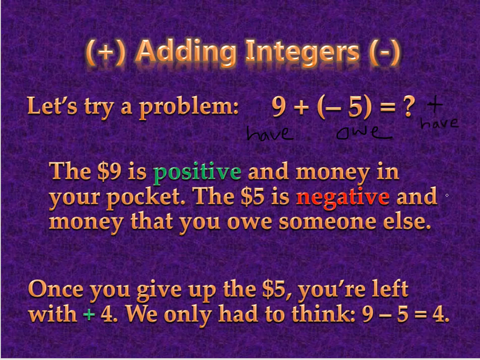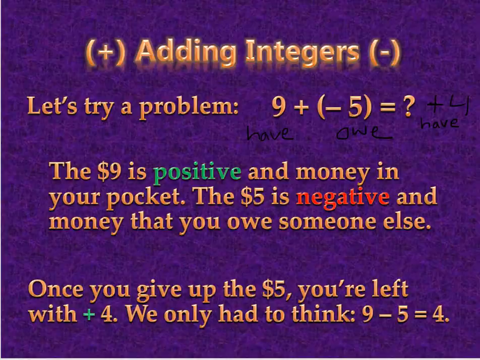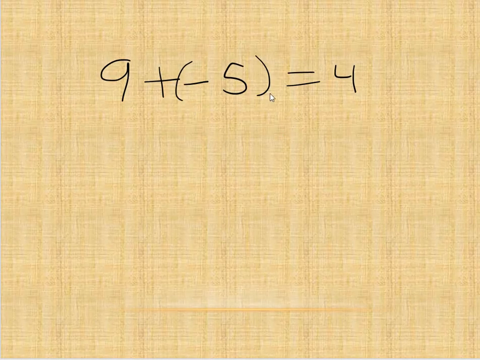And then to figure out how much, you just take the 9 and you subtract the 5 and you get 4. So that means 9 plus a -5 equals a positive 4.